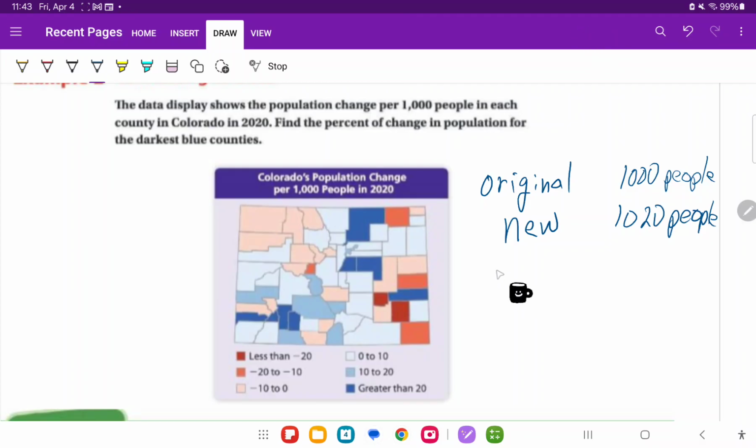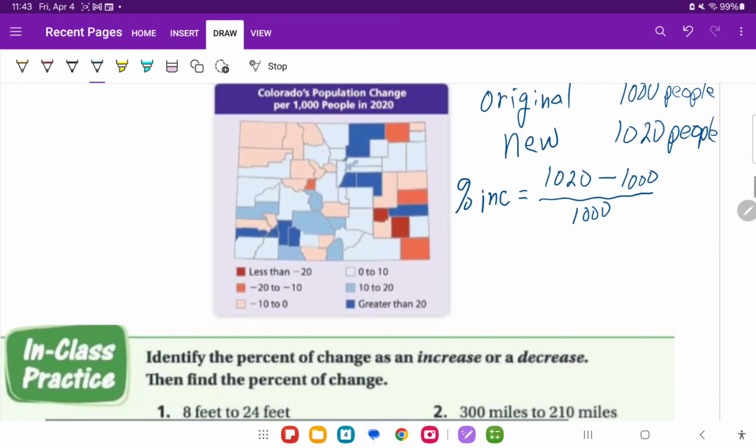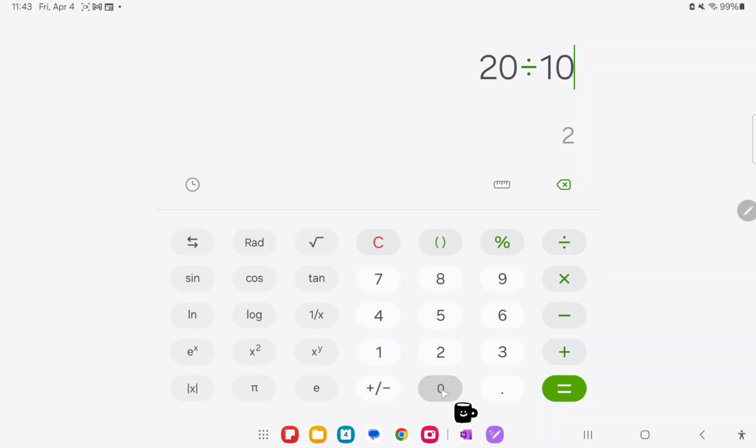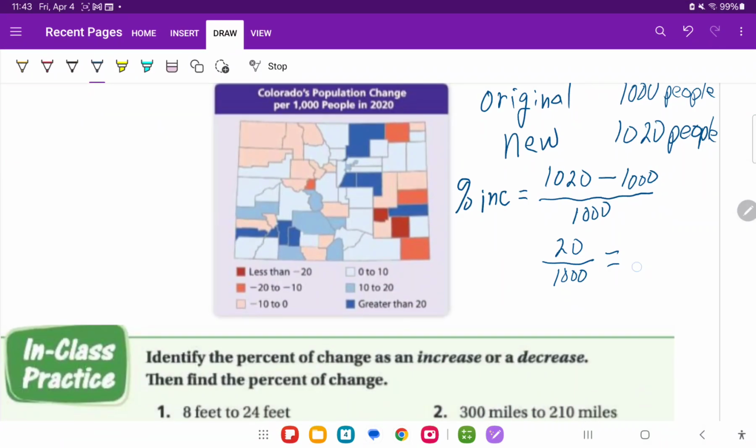So this increase is, right, percent increase. That's going to be, you take the new minus the original divided by the original. Okay, so 1,020 minus 1,000, that's 20 divided by 1,000. Let's go 20 divided by 1,000, and that's going to give us 0.02.